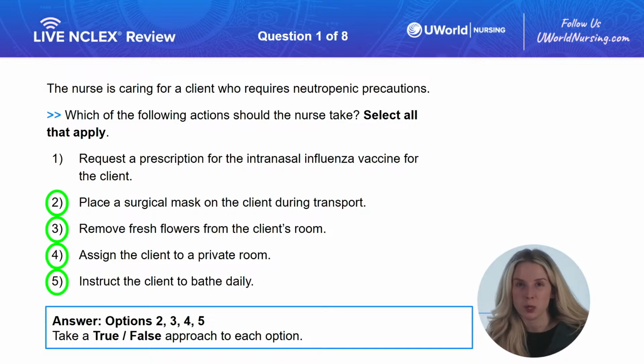Option 1 was that prescription for the intranasal influenza vaccine. This is a live vaccine, which we never want to give to an immunocompromised patient. This would not fall in line with neutropenic precautions. So again, 2, 3, 4, and 5. Y'all did really well on that one.